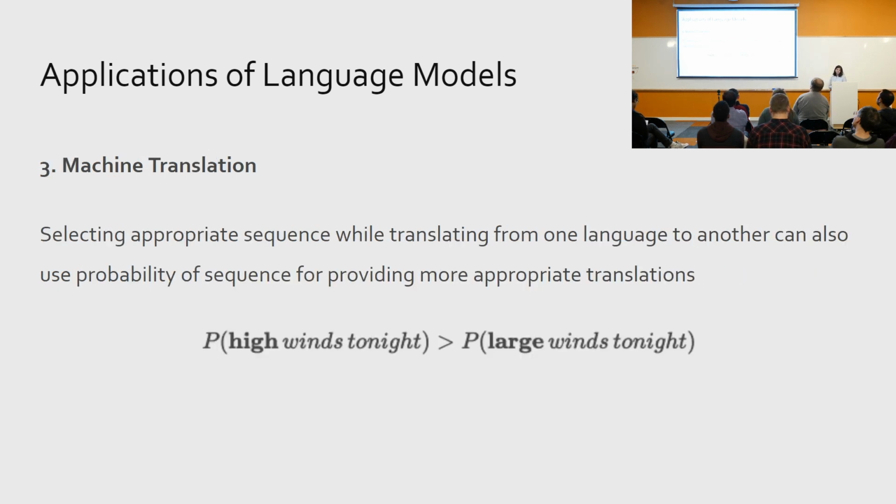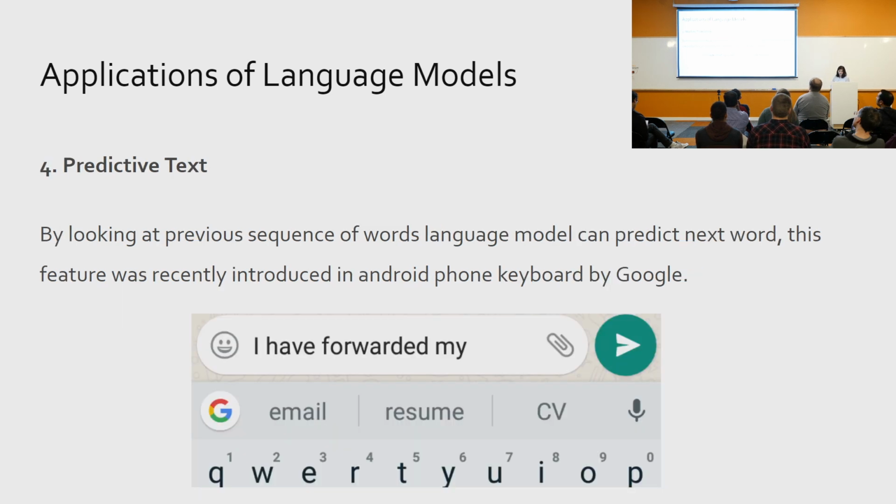Machine translation. High winds tonight versus large winds tonight. The second one sounds weird, even though high and large are kind of similar in meaning. So you would pick the one that has higher probability when you're translating from one language to another. Predictive text. I have forwarded my email or resume. You can see that on your phone. We use it on a daily basis.